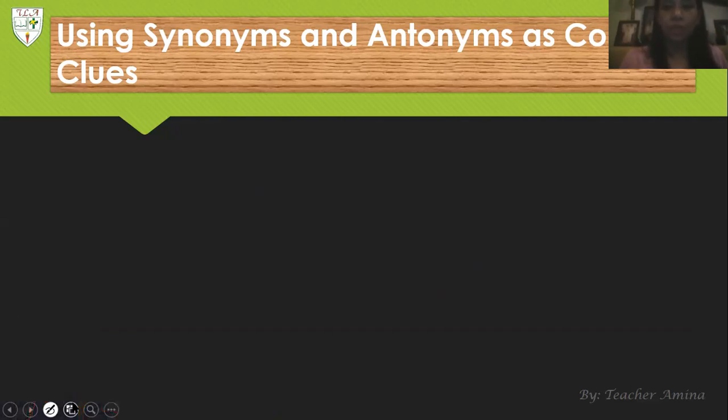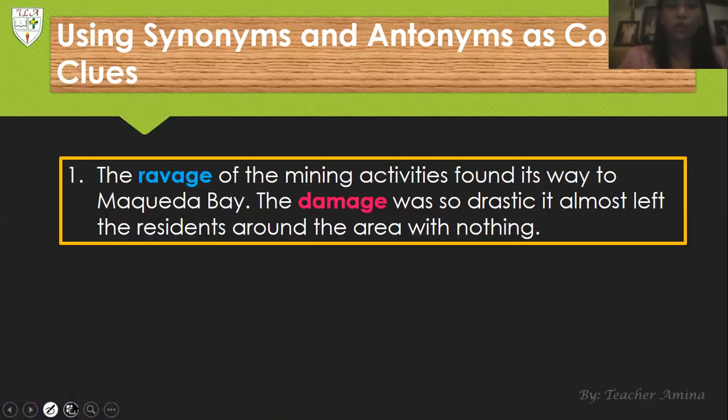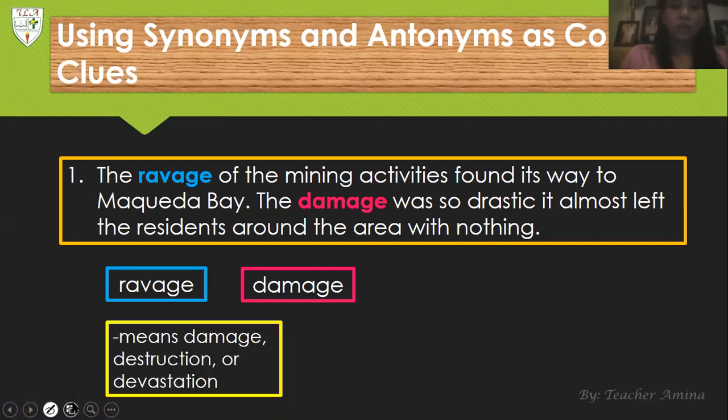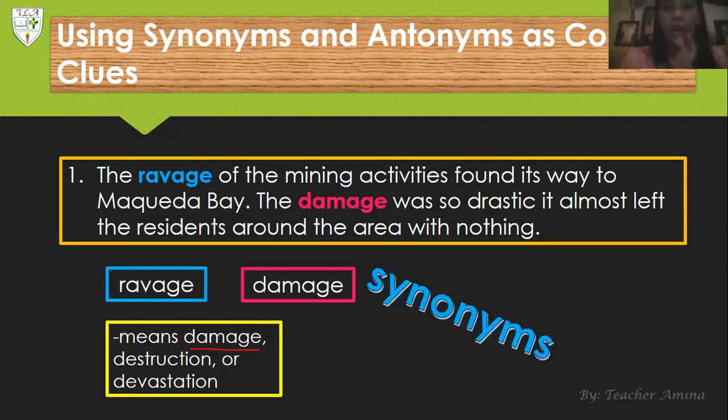Okay, let's discuss each sentence. Let's discuss the first sentence first. So the words ravage and damage are highlighted. Okay, so ravage means damage, destruction, or devastation. Since damage is already mentioned here, ravage and damage are synonyms, or they have the same meaning.